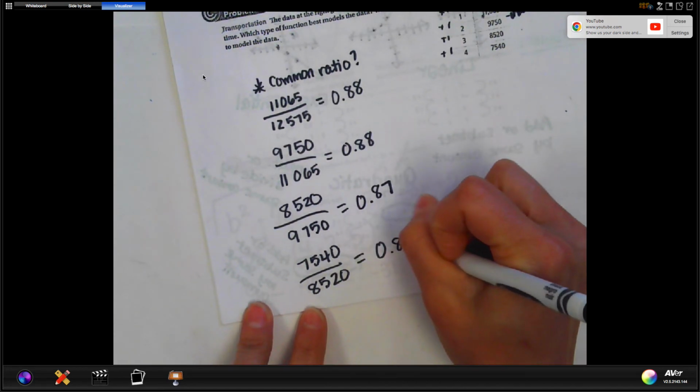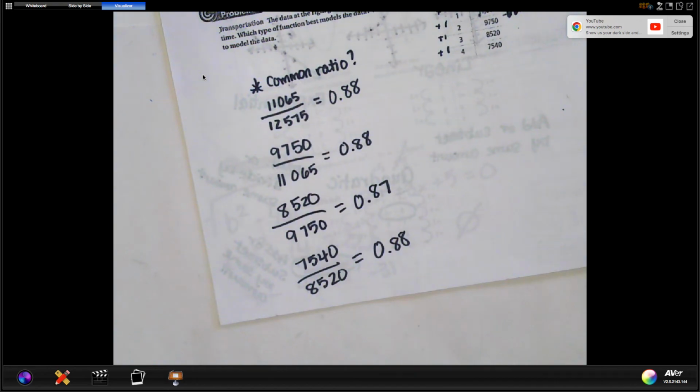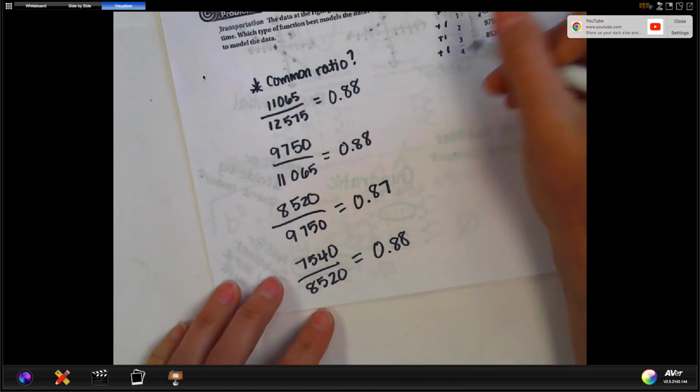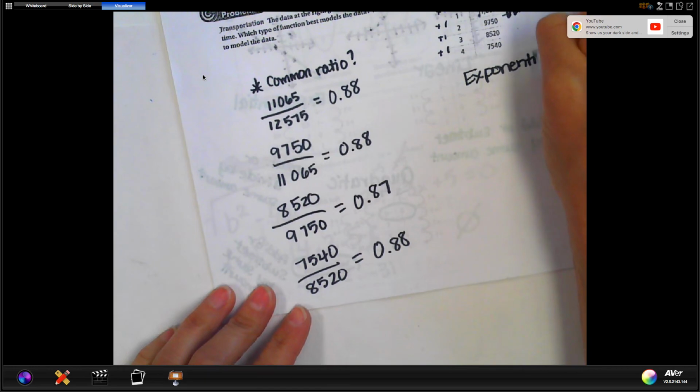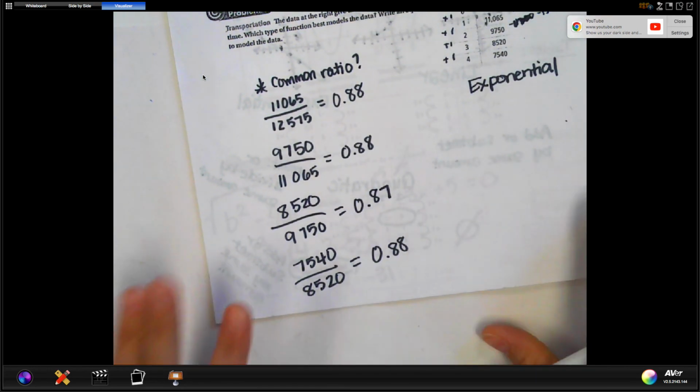0.88. So, if we're rounding, are we pretty close to having a common ratio? Yeah. The answer is yes. So if we're really close, then we can say, in fact, that this is exponential, because we have that common ratio.